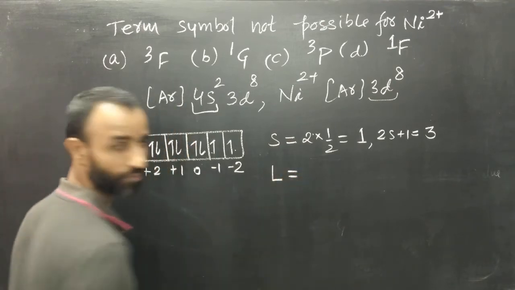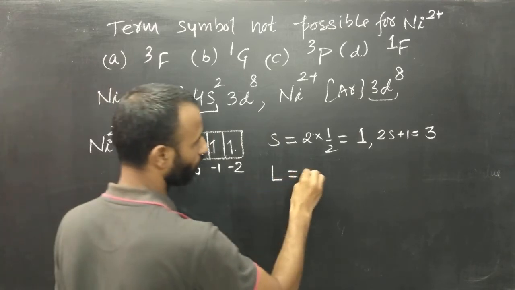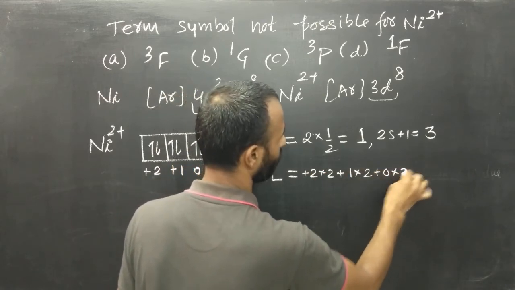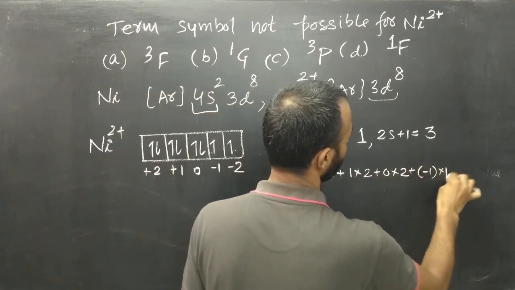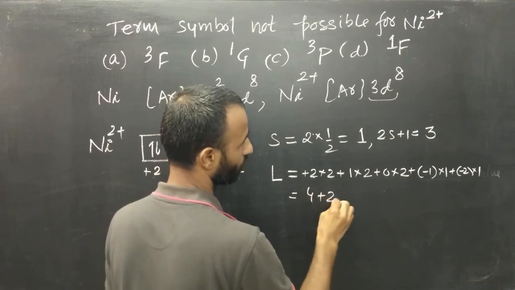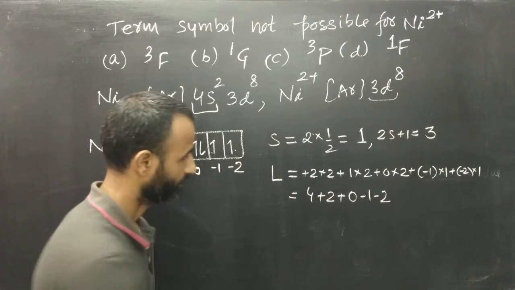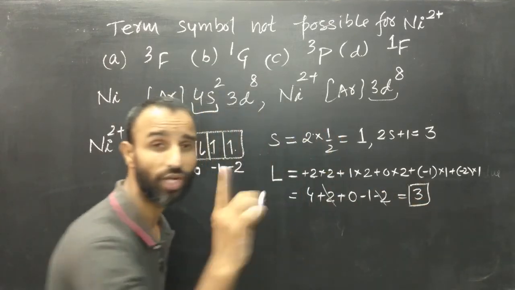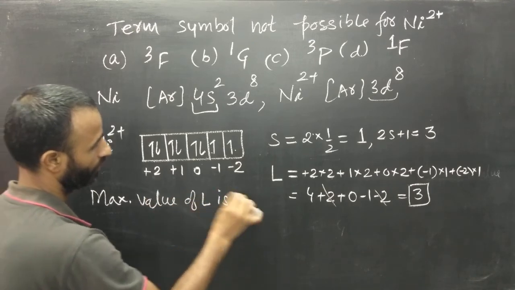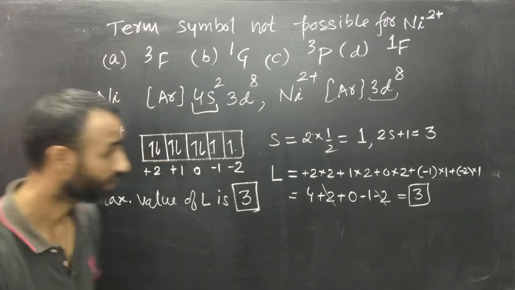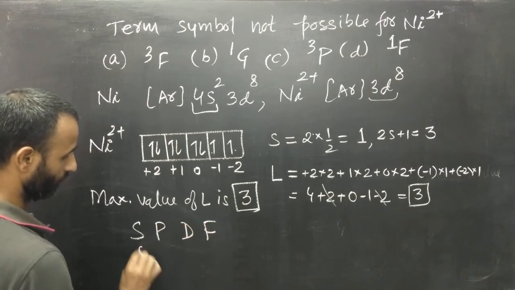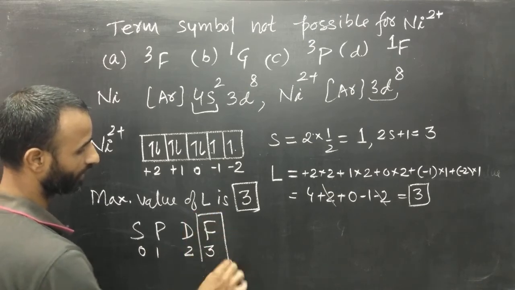What is the maximum value of L? See, 2 into 2 plus 2 into 2 plus 1 into 2 plus 0 into 2 plus minus 1 into 1 plus minus 2 into 1. So 4 plus 2 plus 0 minus 1 minus 2, that is 3. So this is the maximum value of L, not more than that. That means this is the ground state. So what is L? S P D F is 0, 1, 2, 3. That means F state is ground state.